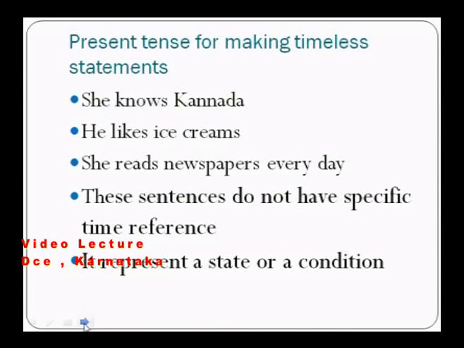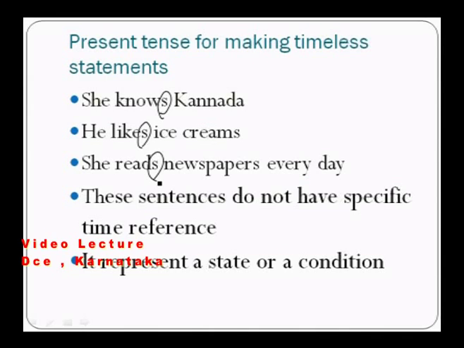Other examples are: she knows Kannada, he likes ice cream, she reads newspaper. Now these sentences also do not have a specific time reference. There is no mention of a specific time reference here. The sentences do not say she knows Kannada for 1 hour, or from this time to that.